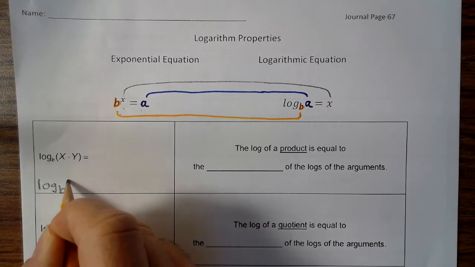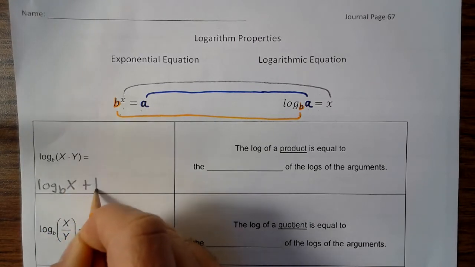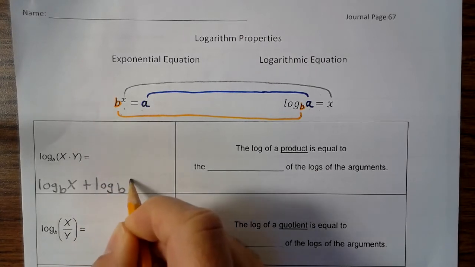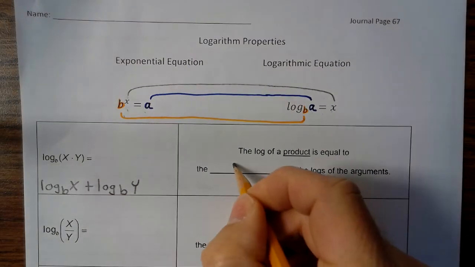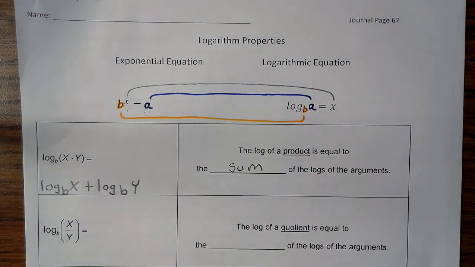Now, the first property: log base b of x times y equals log base b of x plus log base b of y. The log of a product is equal to the sum of the logs of the arguments.